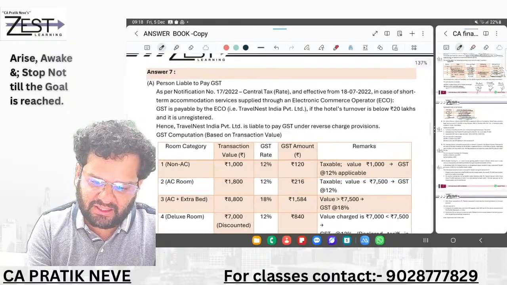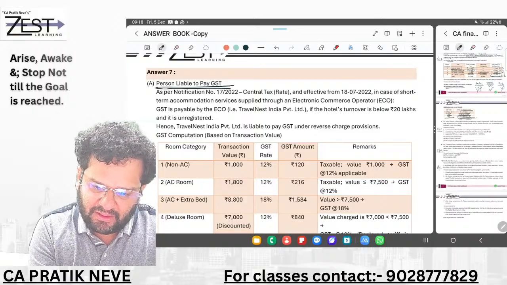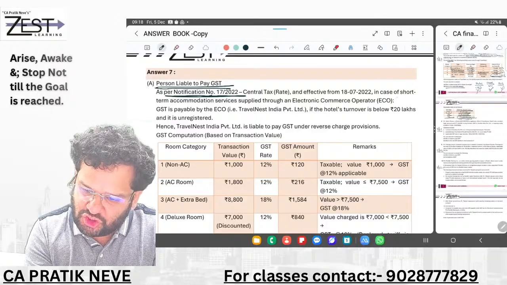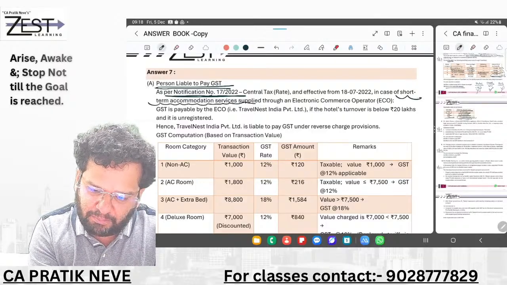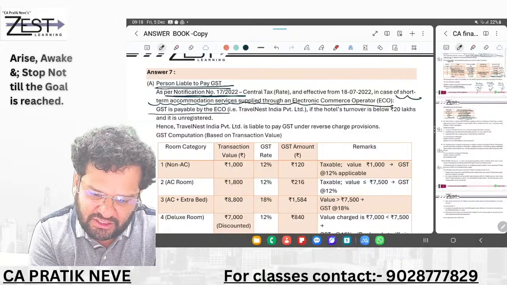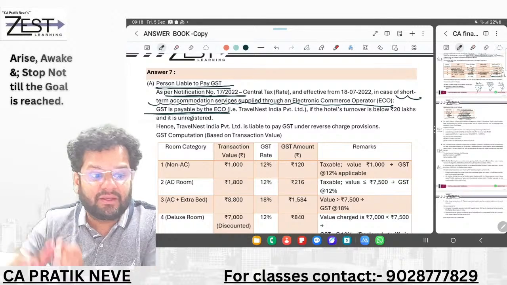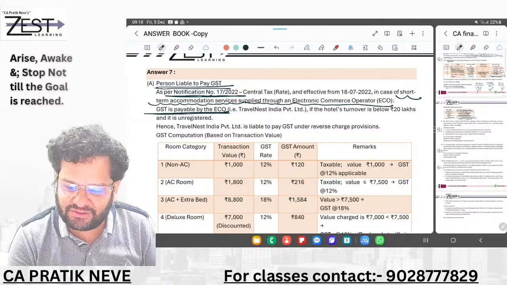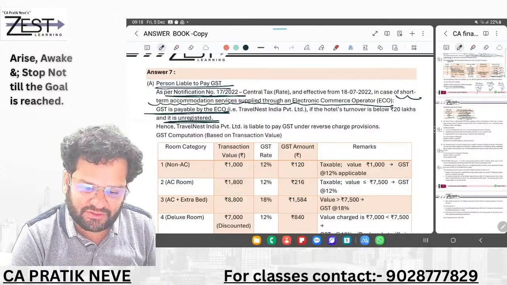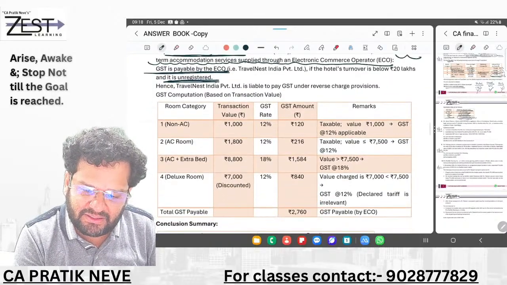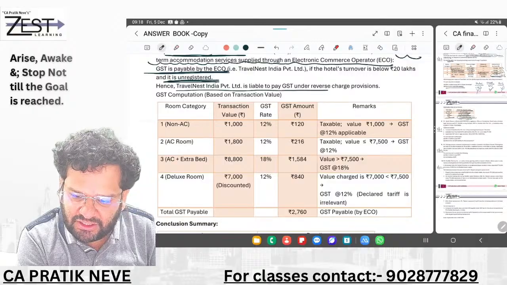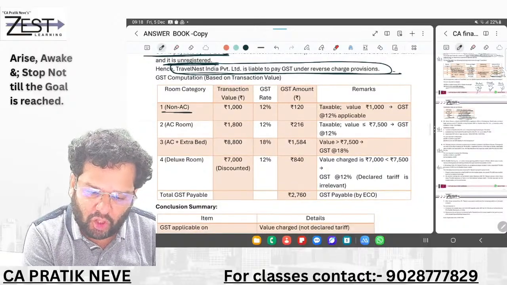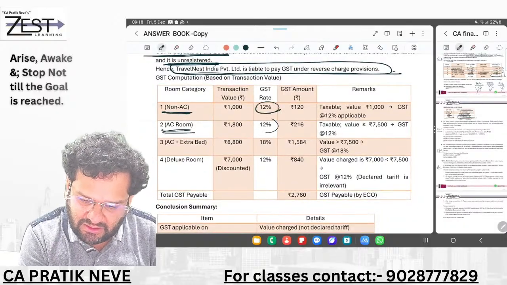See, person liable to pay GST. As per notification number 17 of 2022, in case of short-term accommodation services supplied through ECO, GST is payable by ECO, if the hotel providing the services is unregistered. Yes, so see, unregistered. Hence, Travel Nest India Private Limited is liable to pay GST, means it is the liability of ECO to pay GST. When non-AC 12%, AC 12%.